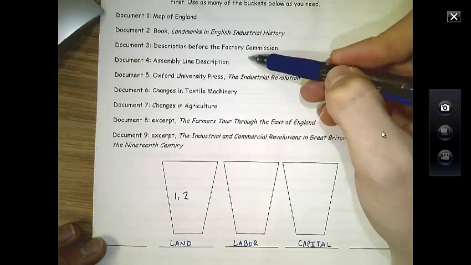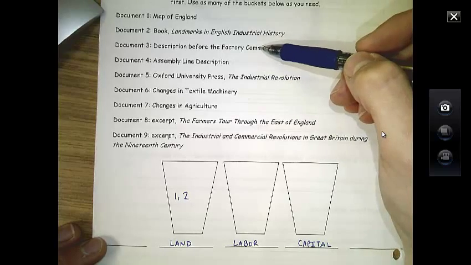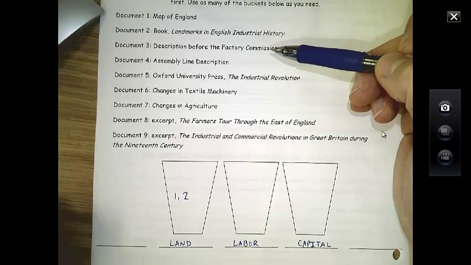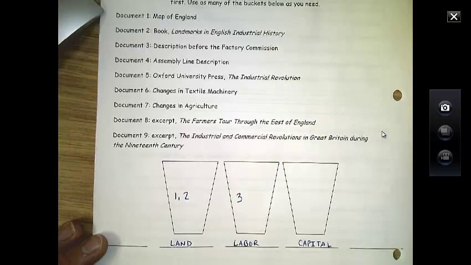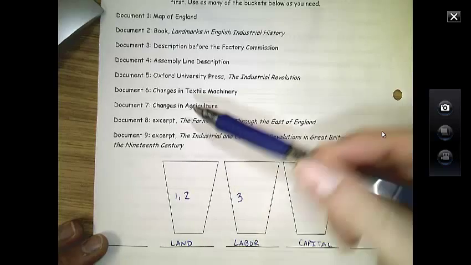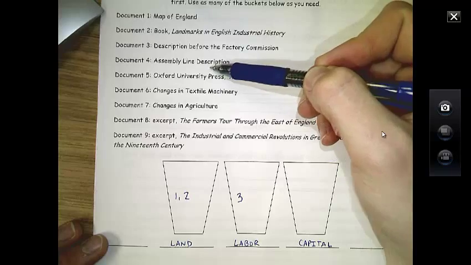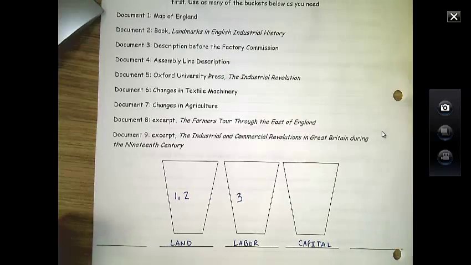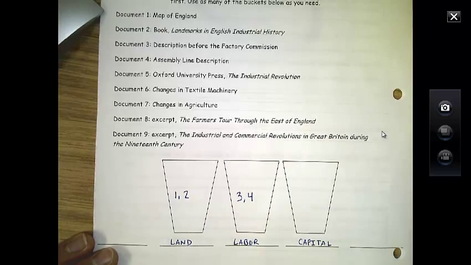Documents 3 and 4 both talked about how efficient England was in terms of labor. Document 3 talked about how England had a lot of factory workers because they came from other industries for higher wages. That one talks about labor, so we're going to put it in our labor bucket. Document 4 discusses how the assembly line made labor more efficient. Again, it relates to the idea of workers and how they're able to do that efficiently. That will also go under our labor category.